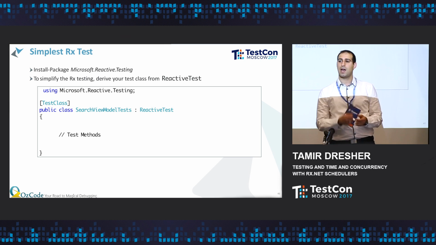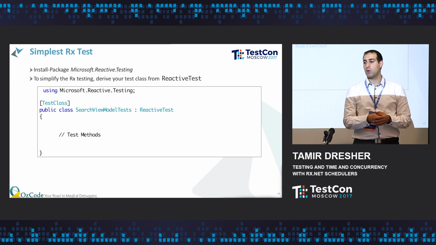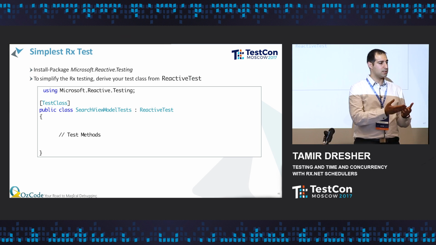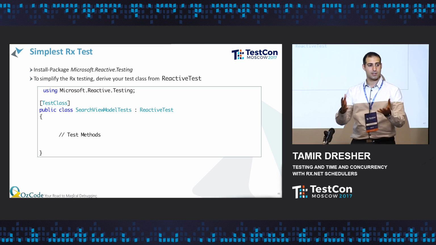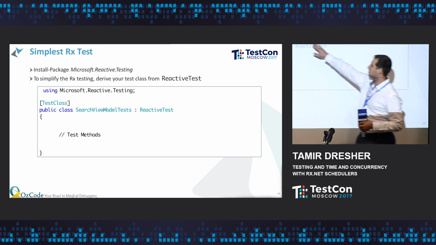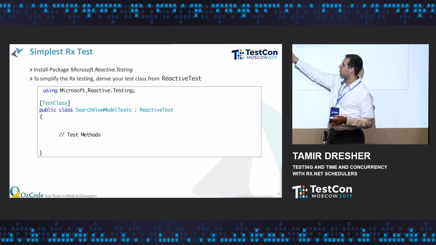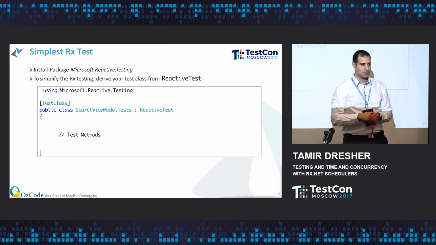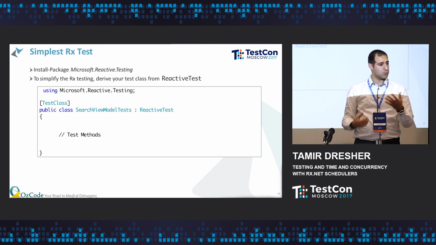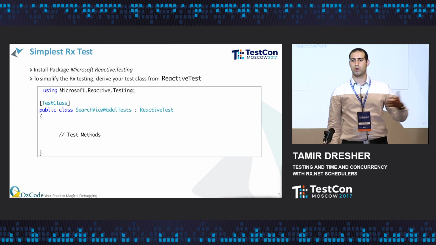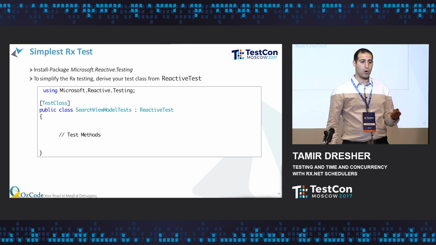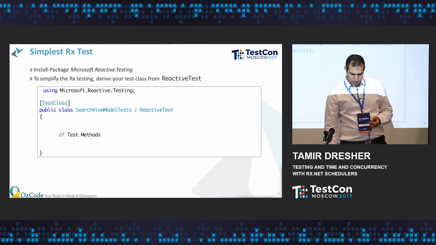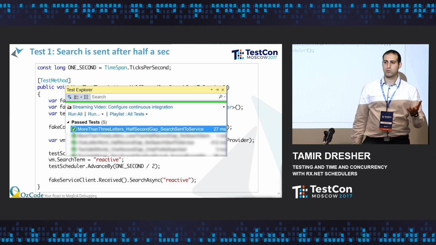Inside my testing, I want to control and change the way this concurrency works. So Reactive Extension gives me the package Microsoft Reactive Testing, with the base class Reactive Test that I can use. And it will give me all kinds of utilities to create this kind of mocks on time. So now, my test will look like this.